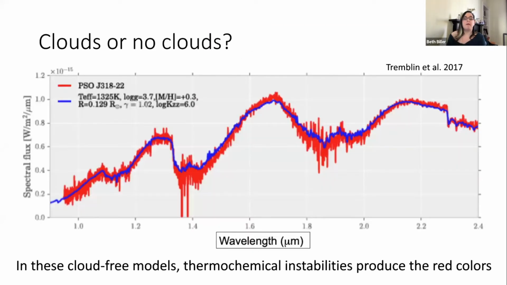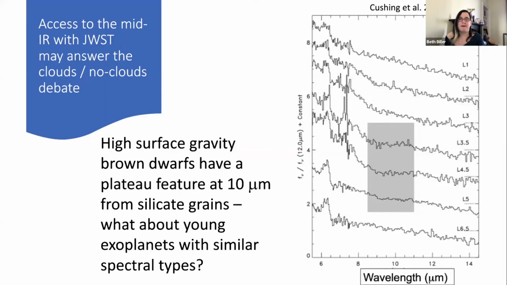And here is an example of a spectrum of one of these young objects. PSO 318 here in red is a young free-floating planetary mass object with an estimated mass of about 8 Jupiter masses. And this is a cloud-free model with thermochemical instabilities that can very well reproduce this spectrum and its red color without clouds. So the mid-infrared may have the answer to this question, whether or not you have clouds in the atmosphere. And honestly, probably the answer is yes. But again, our detection is indirect. It would be nice if we could directly detect these.